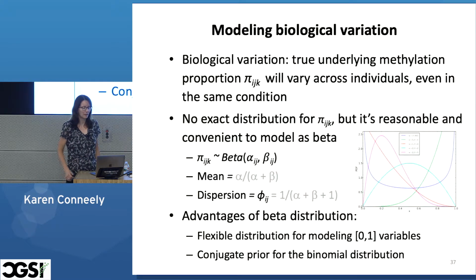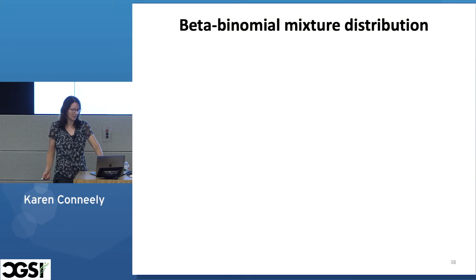Another is that it only models variables that fall between 0 and 1. So it is a good choice to model proportions. And then the reason it's so convenient is because it's the conjugate prior for the binomial distribution. For those who haven't heard this term before, this just means that it plays well with the binomial distribution. And here I'll show you how.